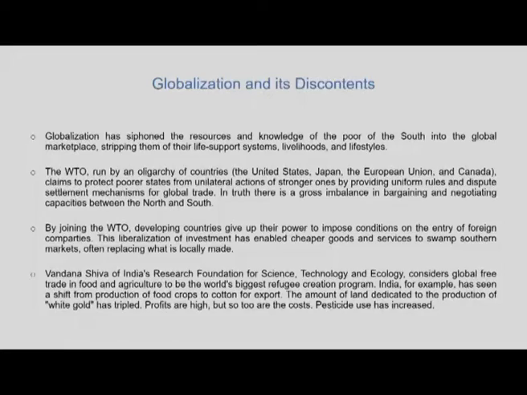Scholars such as Vandana Shiva of India's Research Foundation for Science, Technology and Ecology also talk about how globalization, through its use in agriculture of genetically modified seeds, has led to a shift in cropping patterns, and has also led to the biggest refugee creation program. There has been a massive shift in production systems from primary products to production of cash crops in different countries across the world, and along with it, profits are high. Profits of these genetically modified crops are high, but at the same time the costs are high, the fertilizer use is high, pesticide use is high.